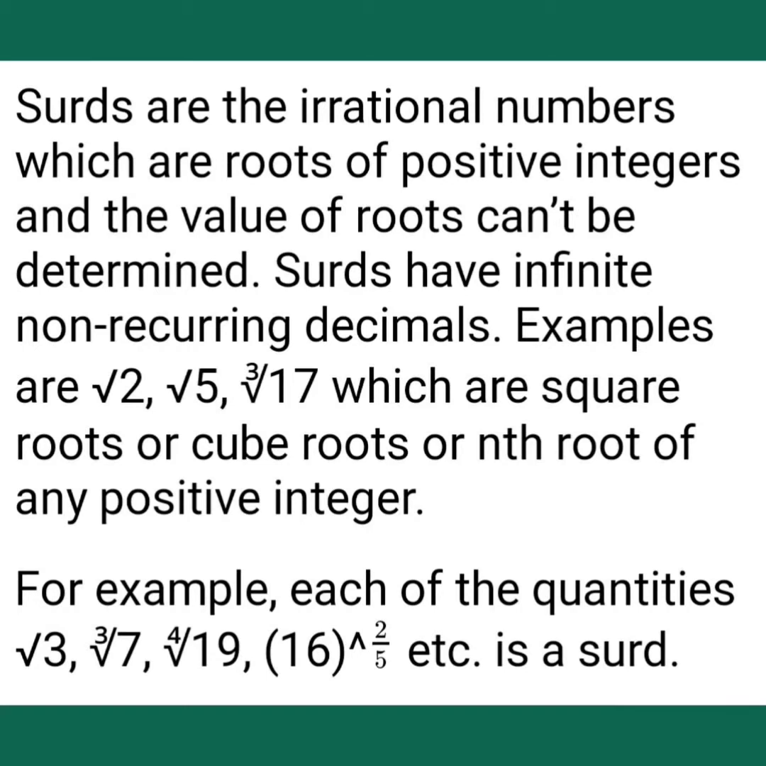For example, each of the quantities root 3, cube root of 7, fourth root of 19, etc. is a surd. Similarly, the combination of a rational plus an irrational number is also a surd. For example, 2 plus root 2 is a surd. 5 plus root 5 is also a surd. Now we will see some examples of surds in the next video.